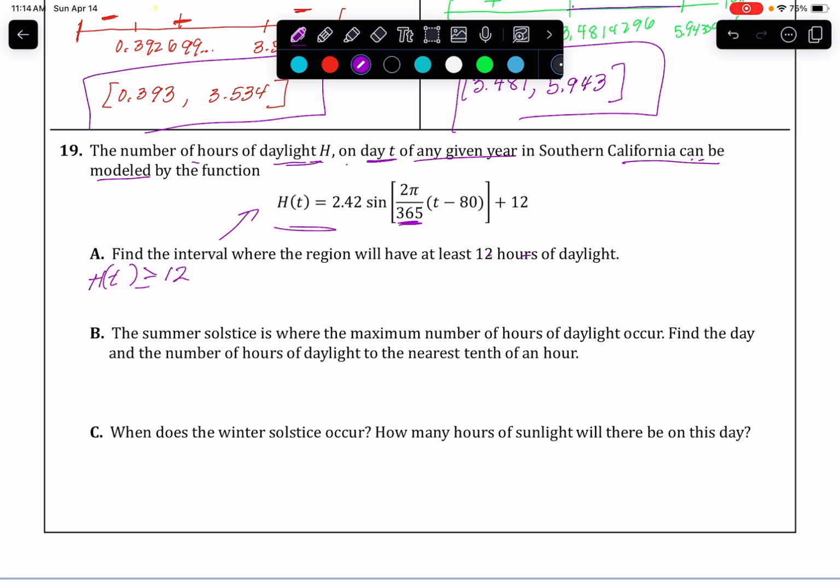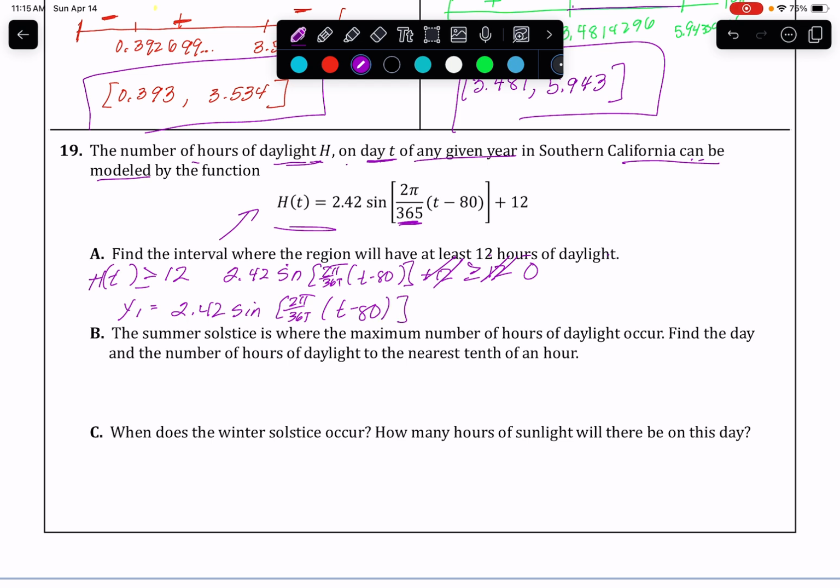So if we say 2.42, the sine of 2 pi over 365, t minus 80, plus 12 has to be greater than or equal to 12. And so solving for 0, those would go away. So you're just looking on your calculator. So let's put y1. We're going to see where it's greater than 0 now, right? Greater than 0. So put y1 in your calculator as 2.42 times the sine of 2 pi over 365 times t minus 80.